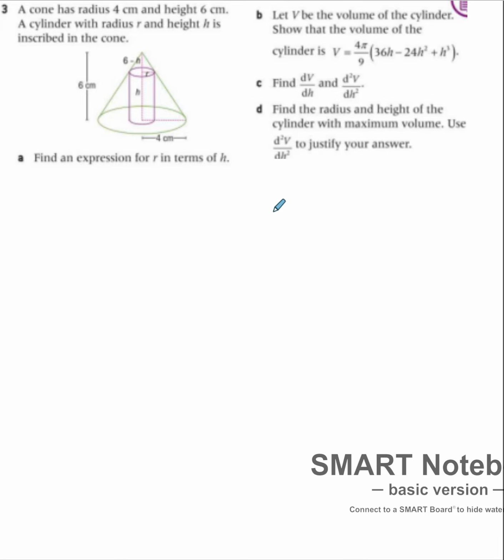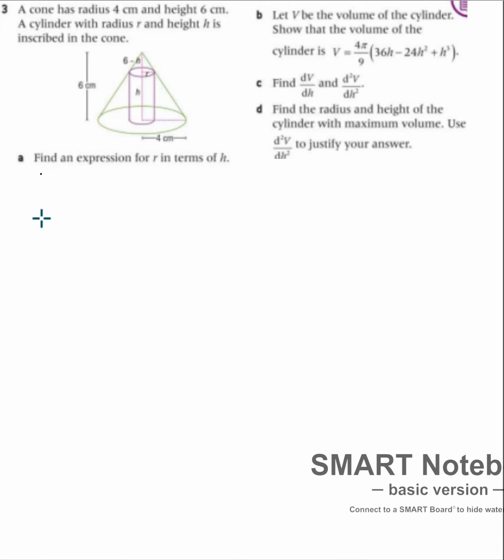All right, Freya, here we go. So, part A, find an expression for R in terms of H. The height of the cone is 6, the radius is 4, and we've got the cylinder inside. Okay. So, what this boils down to is a case of similar triangles.